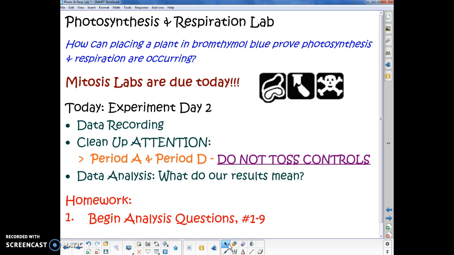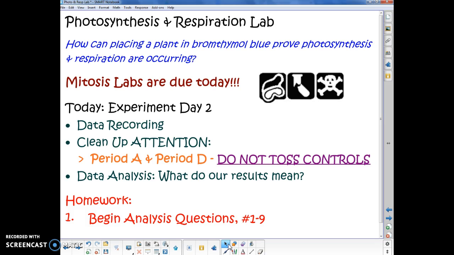Test tubes should be rinsed with a dip and dump down the drain. Once they are rinsed, they will be left to dry upside down in the test tube racks. Okay? Now, we get on to data analysis.